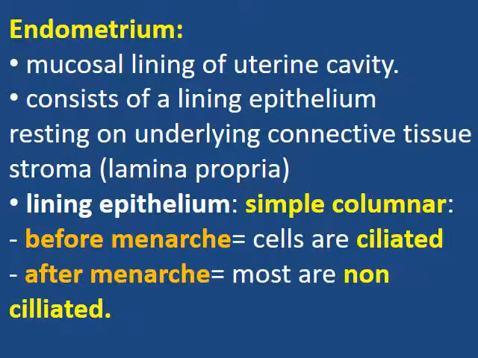Coming to innermost layer of the uterus, that is the endometrium. Endometrium is the mucosal lining of the uterine cavity. It consists of lining epithelium resting on underlying connective tissue stroma, that is the lamina propria. The epithelial lining is the simple columnar epithelium. Before menarche, this simple columnar epithelium is ciliated, but after menarche they are non-ciliated.